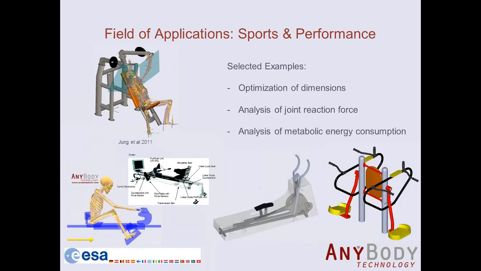We also expect that the AnyBody Modeling System can be used for sports and performance analysis. There have already been some examples of fitness machine design, such as this rowing machine from the European Space Agency and an incline press machine. We can analyze human joint reaction forces, muscle forces, and metabolic energy consumption to evaluate the performance of these fitness machines. By doing that, we can optimize their design parameters.